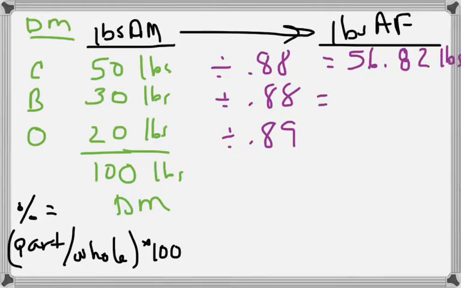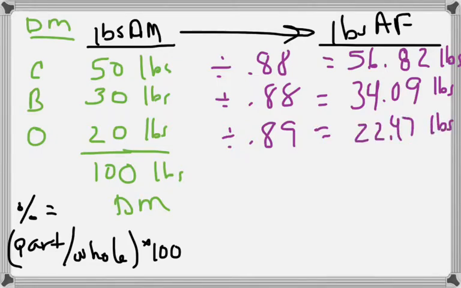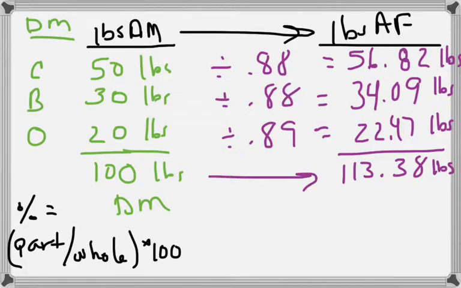You guys have seen that I can screw up math just as easy as anybody can. 34.09 pounds of barley and 22.47 pounds as-fed from the oats. If we add this up, we wind up with a total of 113.38 pounds as-fed. Does it make sense that this number is greater than this number? It makes sense. We added the water back in. Our as-fed weight should be heavier.